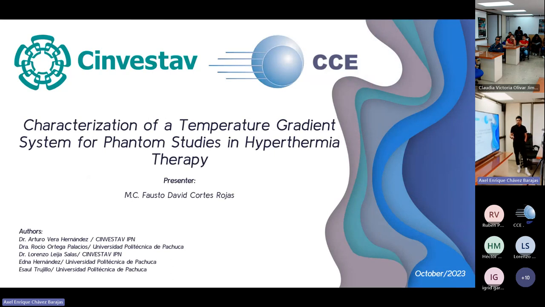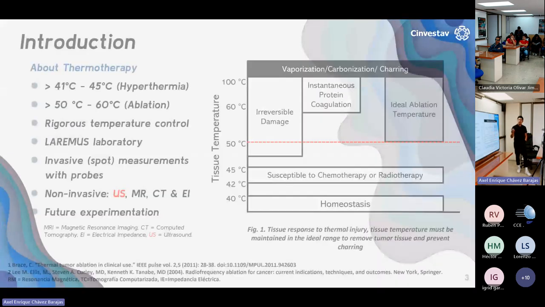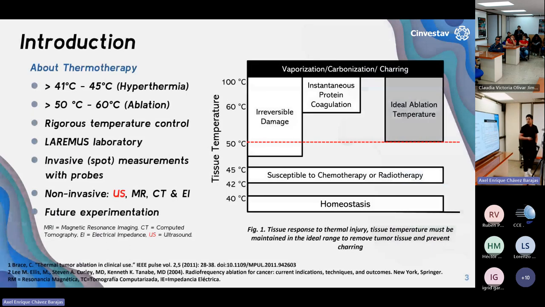I'm going to start talking about the thermotherapies. Thermotherapy is a technique where we raise the temperature of tissues between 41 to 45 degrees Celsius when we apply hyperthermia, and when we apply temperatures above 60 degrees Celsius, we call it ablation. These kinds of therapies require rigorous temperature control in order to maintain the ideal ablation temperature, as you can see in this figure.